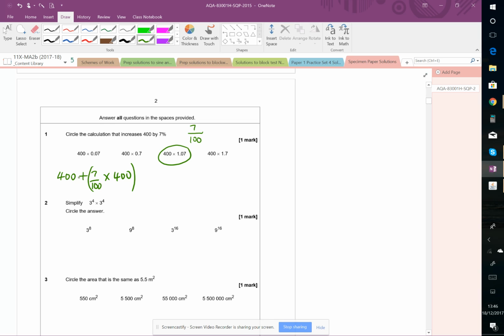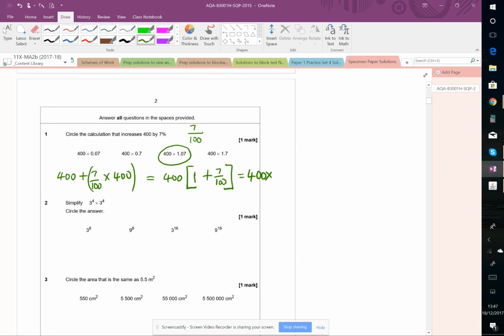Now you can see that 400 is a common factor to both of these. So we'll take out 400 as a common factor. What do I get from 400 divided by 400? Just 1. And then plus, here I get 7 over 100 times 400, so the 400 is already there and I just get 7 over 100. So this is 400 times, 1 plus 7 over 100.